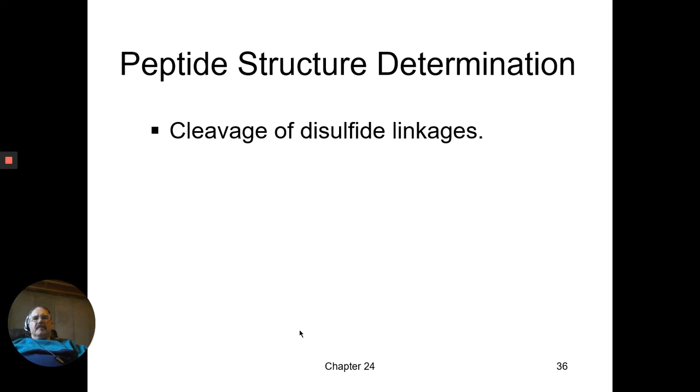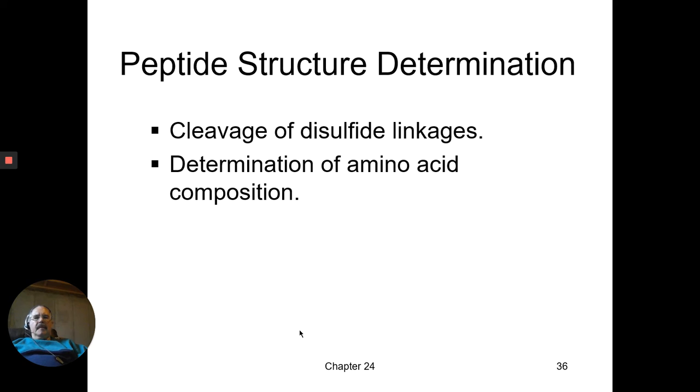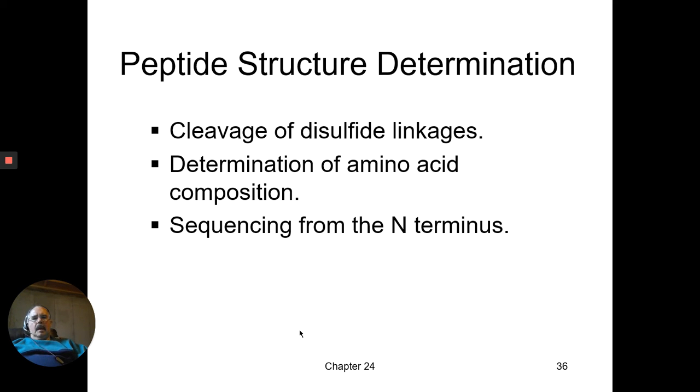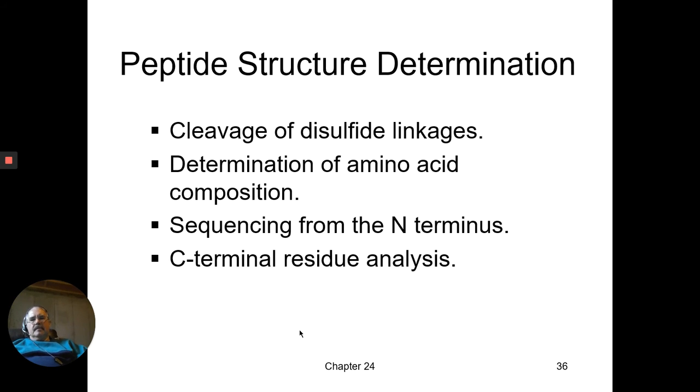Okay, I'm going to go through this fairly quickly, but peptide structure can be determined first. Usually the first step is to cleave the disulfide linkages and then determine the amino acid composition. And then we want to determine the sequence, starting from the N terminus. And then we do a C-terminal residue analysis. Okay, there may be a partial hydrolysis.